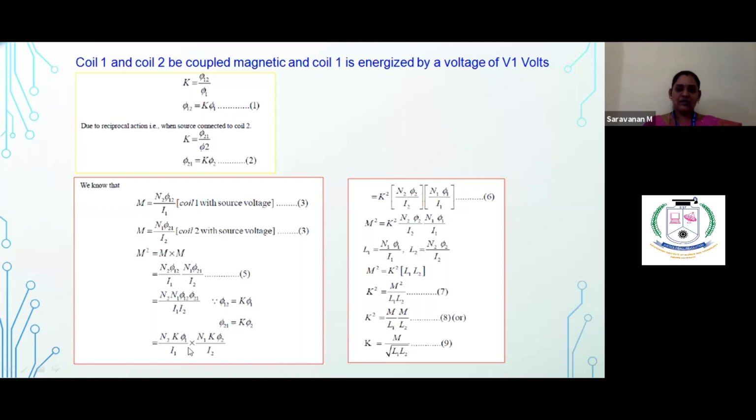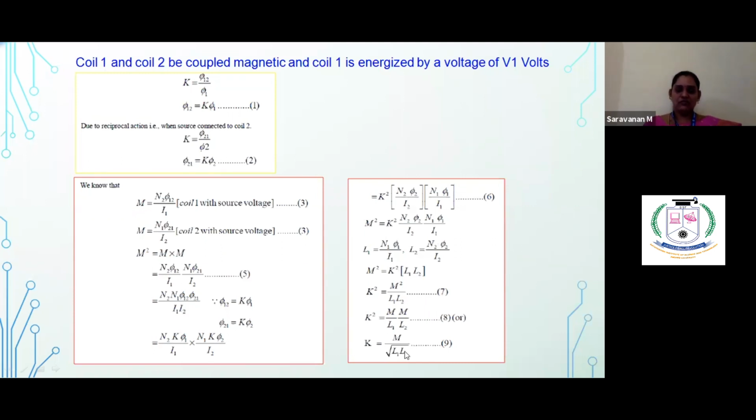So just take the values and substitute them here in terms of your coefficient of coupling K, and take the K term outside. You will get N2 phi2 by I2, which is nothing but L2. Similarly, N1 phi1 by I1 is nothing but L1. So K square is M square by L1 into L2. So the coefficient of coupling K is given in terms of the mutual inductance and the self-inductance of the coils: K is equal to M divided by square root of L1 into L2.